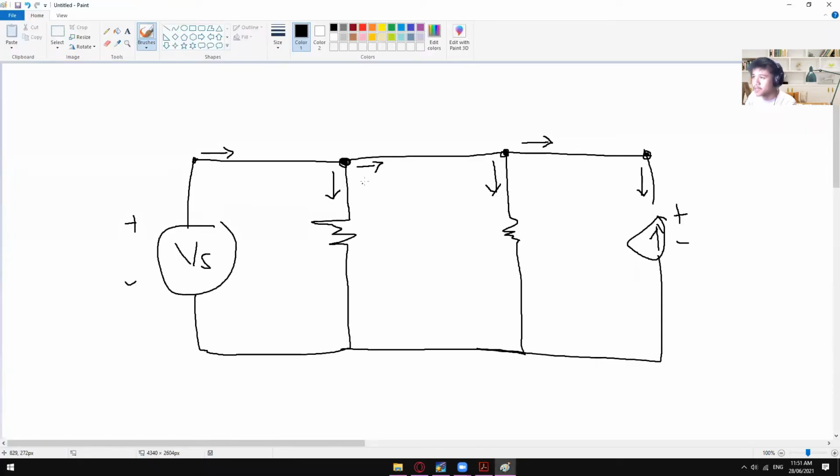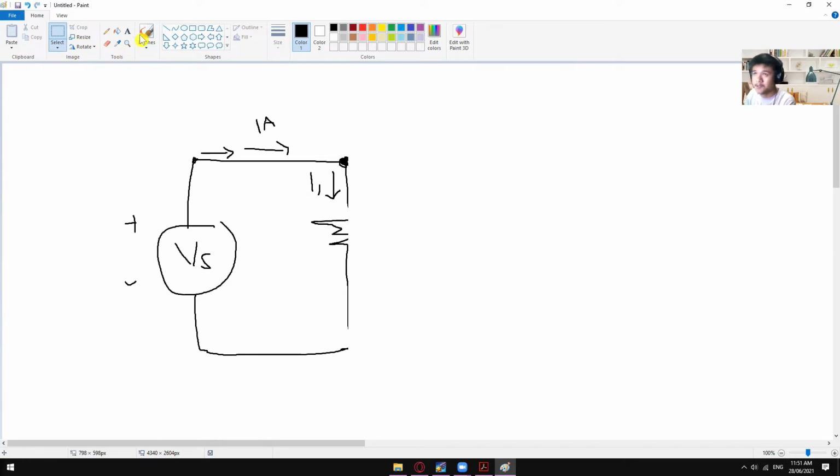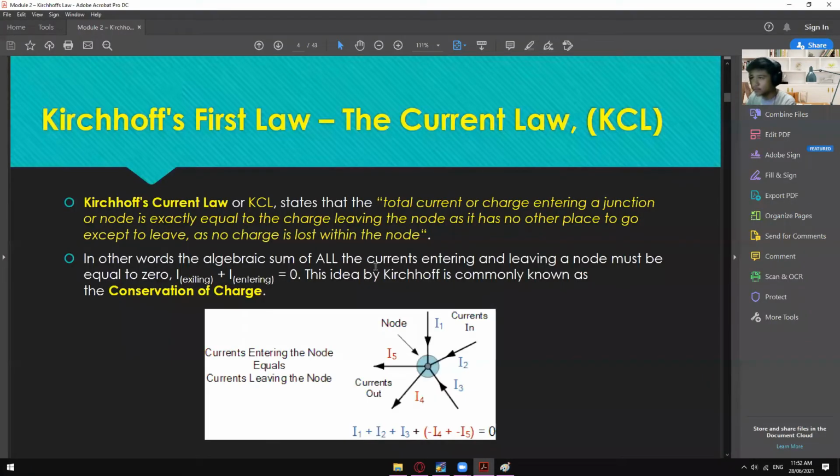Just like what I mentioned a while ago, if we have a current of, say, 1 ampere here, upon passing through a node, it is still 1 amp. But this is not applicable with a parallel circuit, since this 1 amp will be divided into 2. However, if this is a series circuit, so let's make this one a series circuit. There you go, we just have one loop. Whatever your current is here, upon passing through this node, it is still 1 amp, because there is no other way for the current to go.